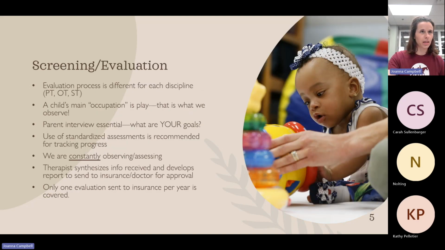The next step is the screening and evaluation process. So the evaluation process looks a little bit different for each discipline. PTs look at those gross motor skills, coordination, those big body movements. OTs are kind of a catch-all. We work a lot on daily living tasks. We work on play. We work on sensory regulation.